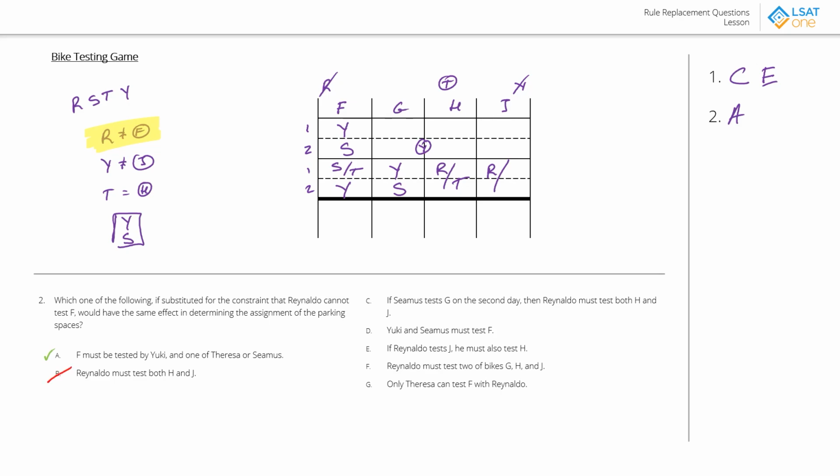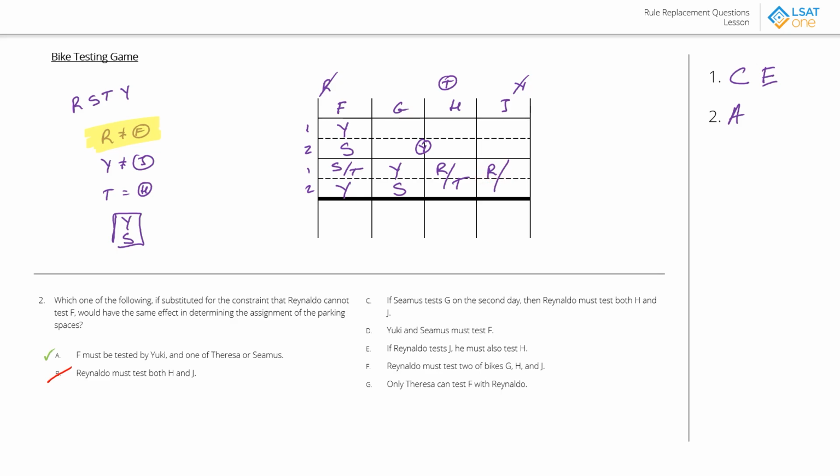Next, C. If S tests G on the second day, then R must test both H and J. So I guess one question, just on the simpler side of things, did that have to be true? And yeah, it did, because you'll notice that anytime S was on G on the second day, then yes, R did end up having to go into both H and J. The other side of it, though, is would this get the job done? Would this ensure that R never tests bike F? Now, in a situation where S does go on G on the second day, well, this explicitly takes care of it, right? Because then R would have to go into H and J, so it definitely would not be testing F.